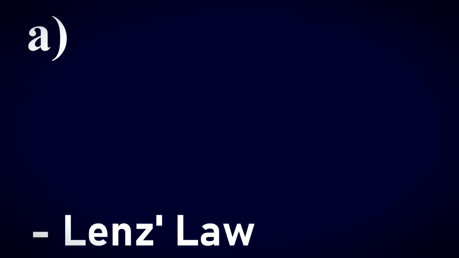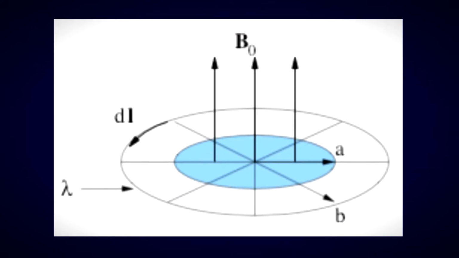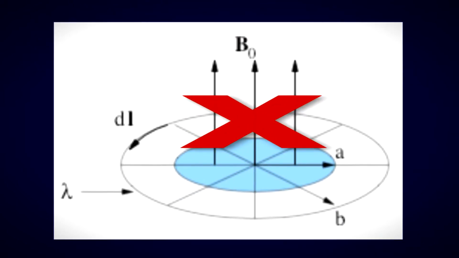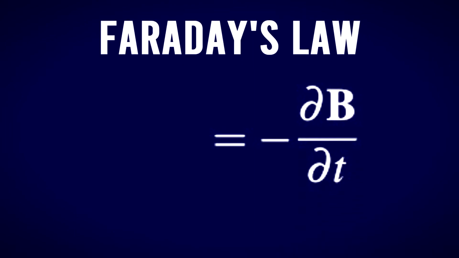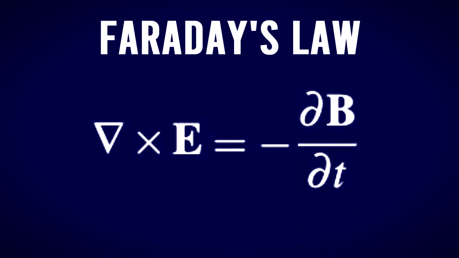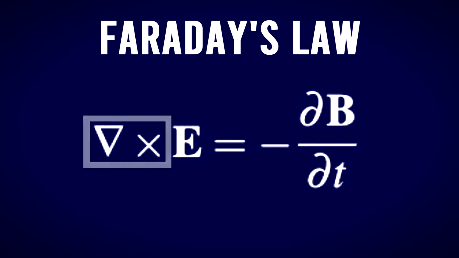It asks us to use Lenz's law, alongside other conservation/physics laws, to qualitatively describe what will happen if we remove the magnetic field the wheel is currently under. If you remember from the last video, one of the Maxwell equations is Faraday's law, and it states that a change in magnetic field will induce an electric current, as evident by the partial derivative of the magnetic field being equal to the curl of the electric field.